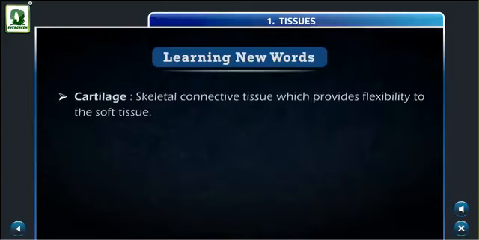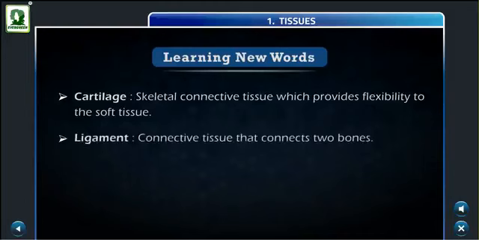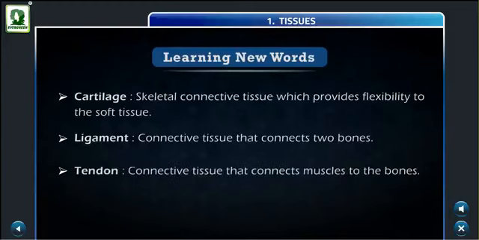Cartilage: skeletal connective tissue which provides flexibility to the soft tissue. Ligament: connective tissue that connects two bones. Tendon: connective tissue that connects muscles to the bones.